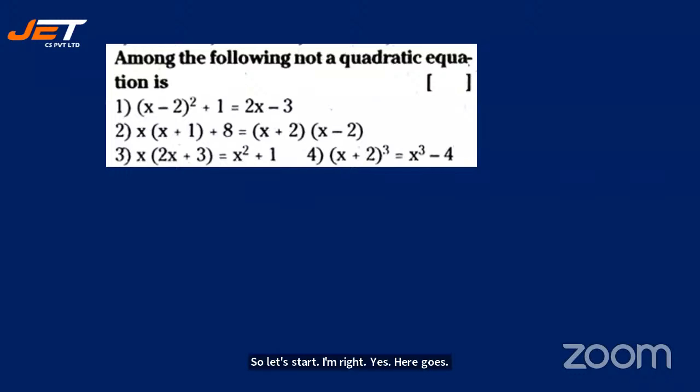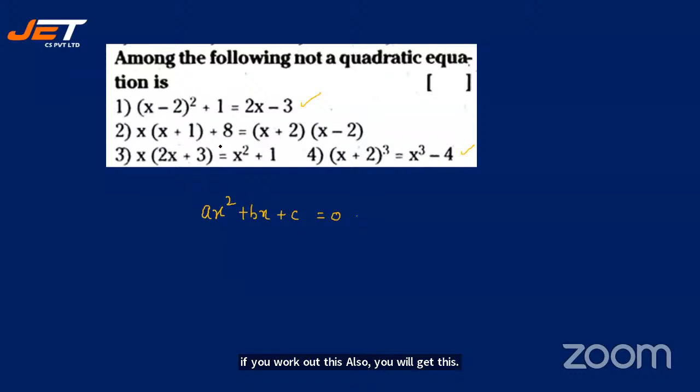Among the following, which is not a quadratic equation? So you should say which is not a quadratic equation. Usually the first questions are the ones we do, isn't it? So let's quickly use the pen. The quadratic equation should be in the form of ax square plus bx plus c is equal to 0. Now definitely if you work this out, you will get this form, and if you work this out also, you will get this form.